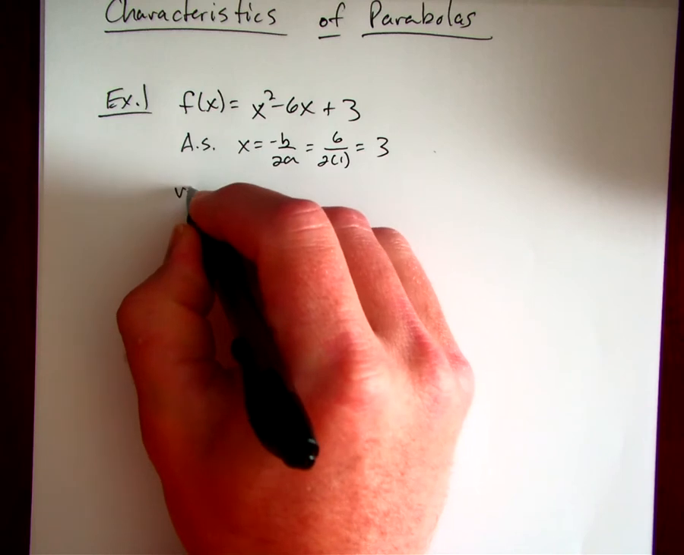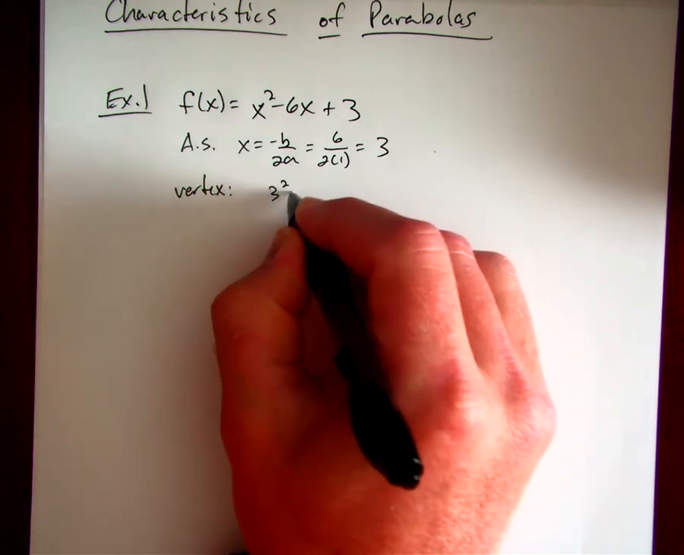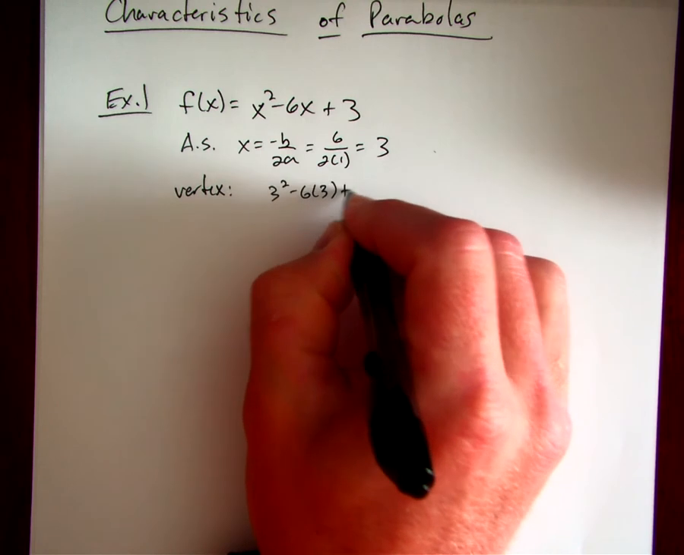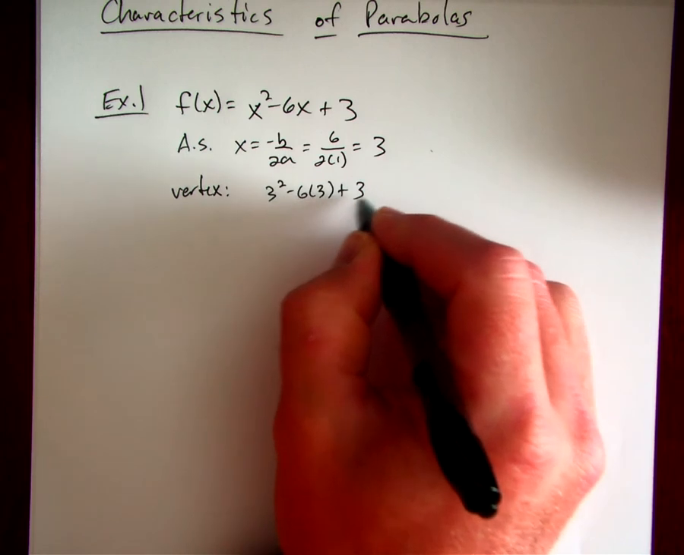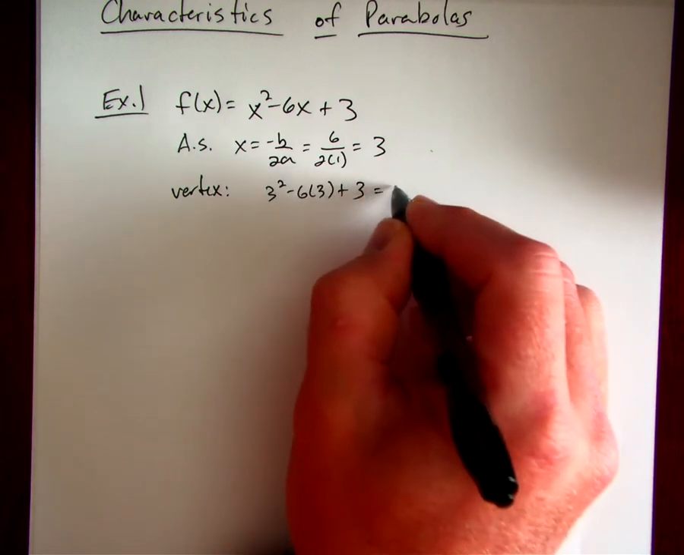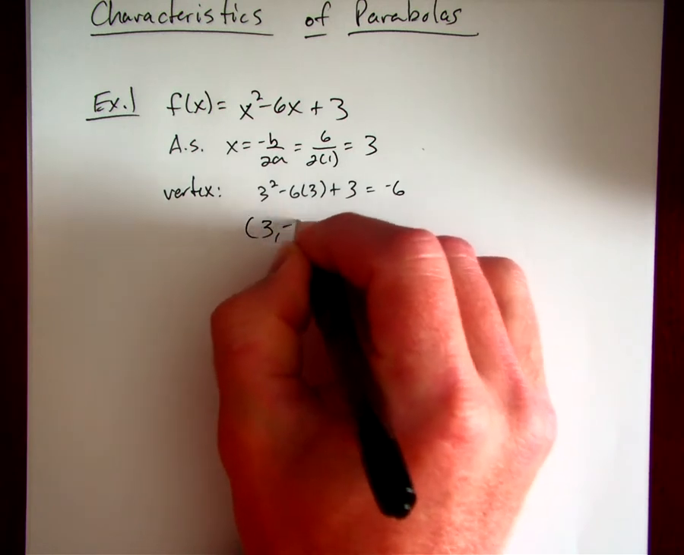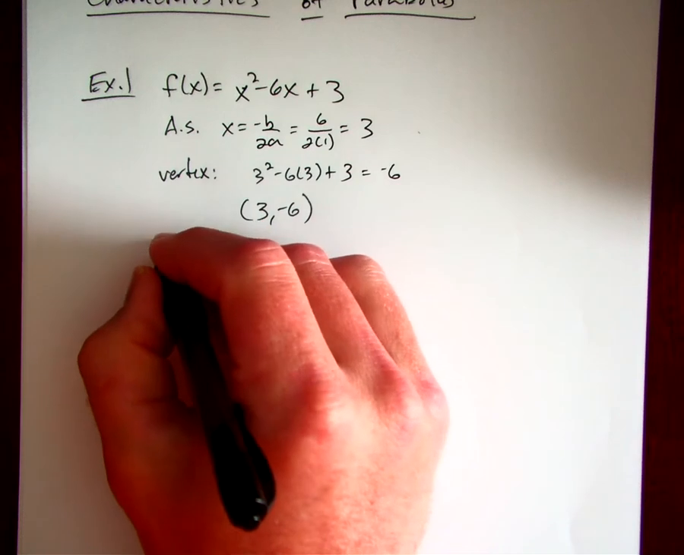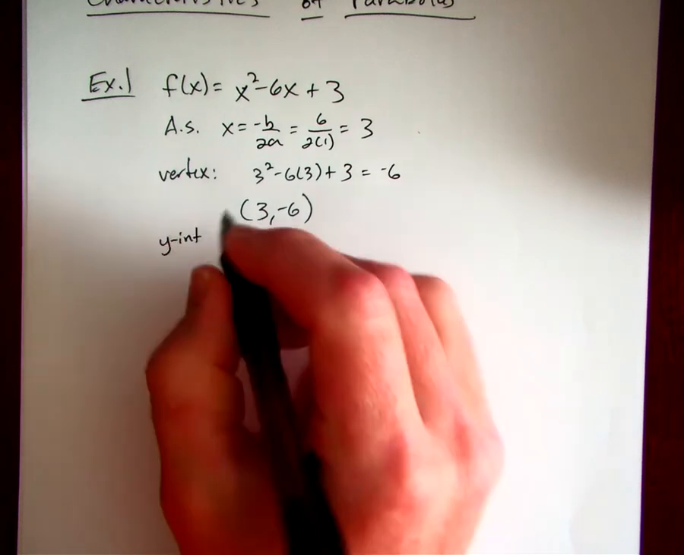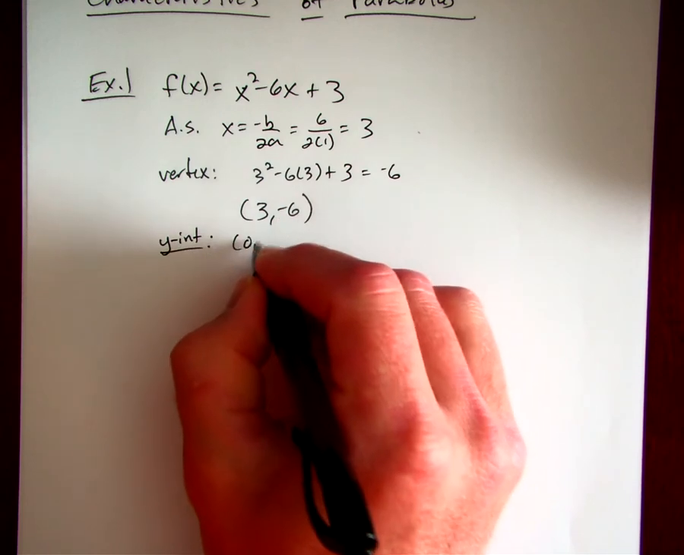We would do the vertex by plugging it back in. So 3 squared minus 6 times 3 plus 3. That's going to be 9 minus 18, which is negative 9. Negative 9 plus 3 is negative 6. So it looks like our vertex was 3 comma negative 6. Okay, so there's our vertex. And then also let's go ahead and find the y-intercept too, because we're graphing this thing. The y-intercept is going to be 0 comma 3.